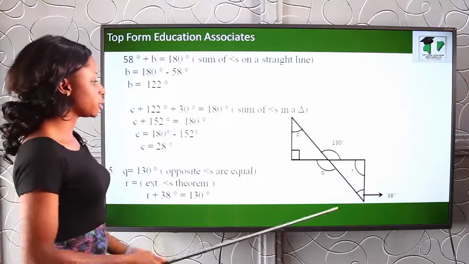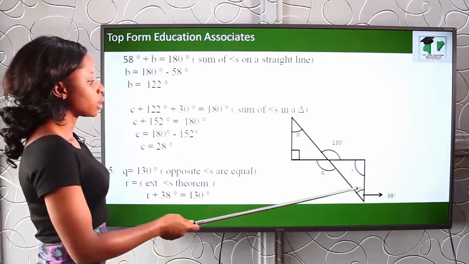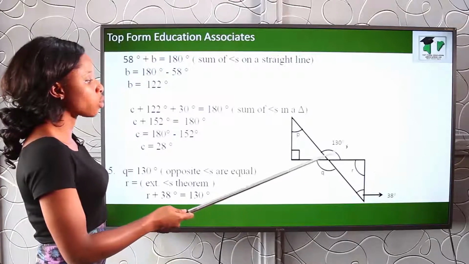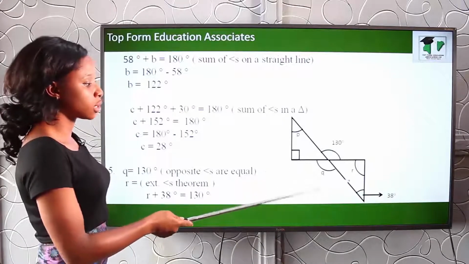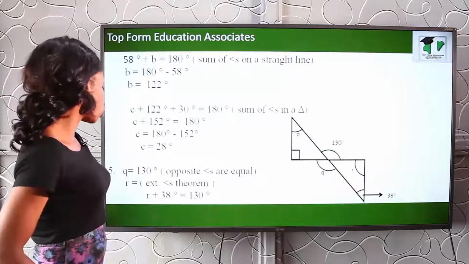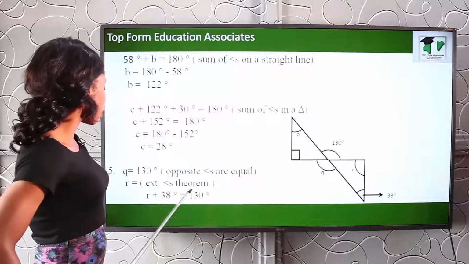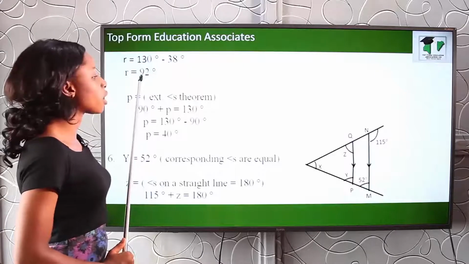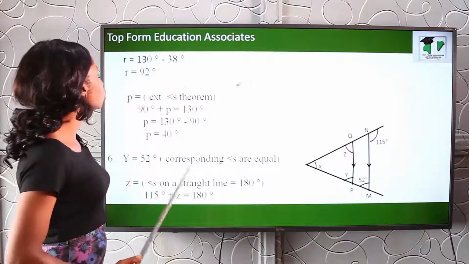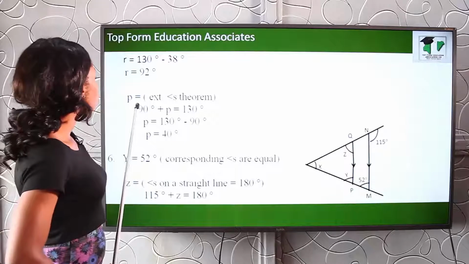So, very simply, R plus 38 is equal to 130 degrees. This angle is exterior to these angles, R and 38. So to get R, we just subtract 38 from 130 to give us our R, which is 92 degrees.